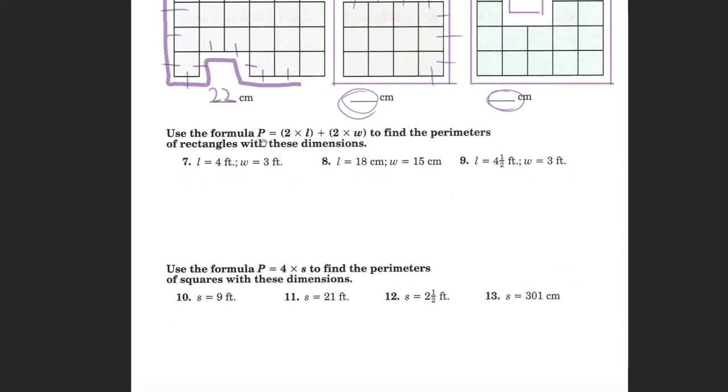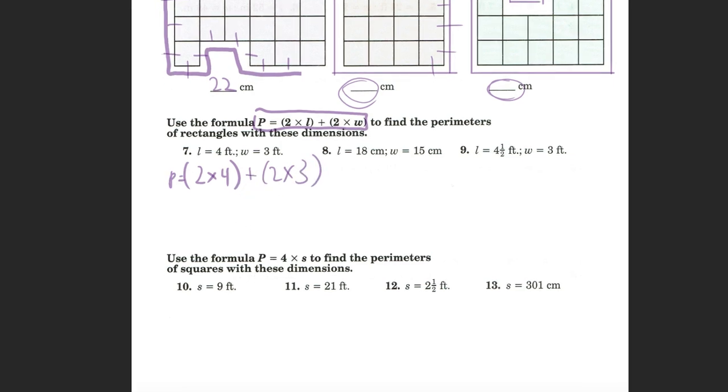All right, use the formula perimeter equals 2 times L plus 2 times W to find the perimeters of rectangles with these dimensions. Very straightforward. You don't have to write the formula down since the formula is here already. It's okay to just fill it in. P equals 2 times L, in this case 4, plus 2 times W, which is 3. You would do that to get your answer. The answer needs to be in feet.